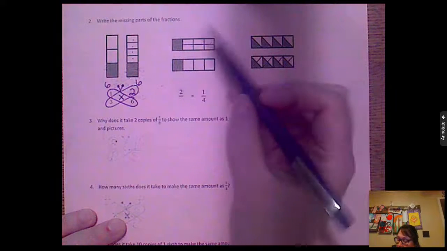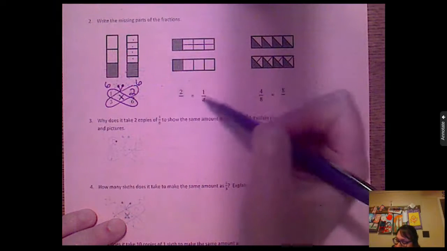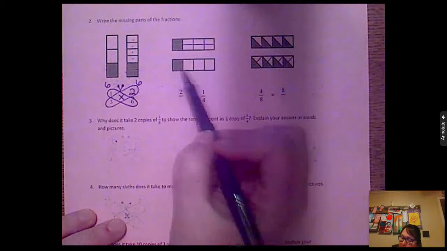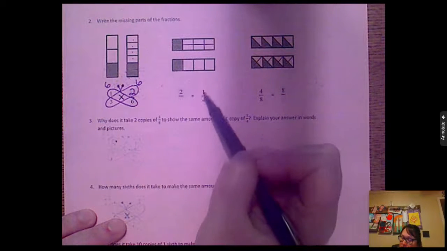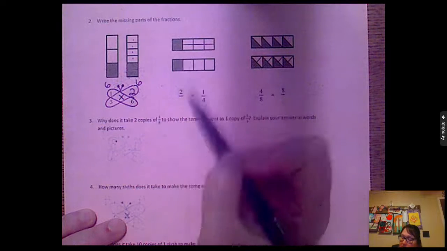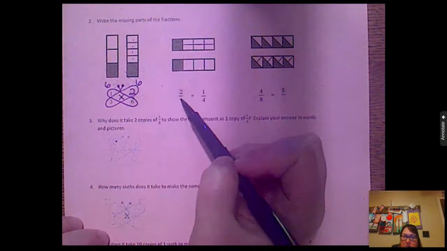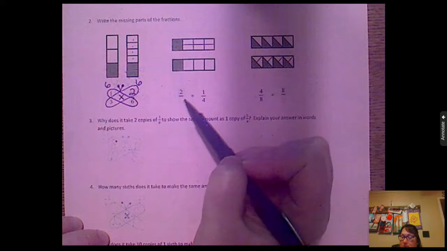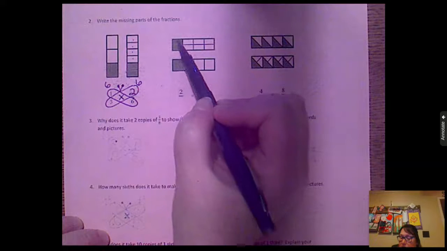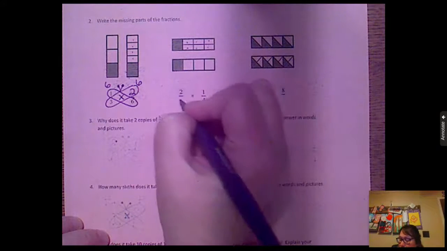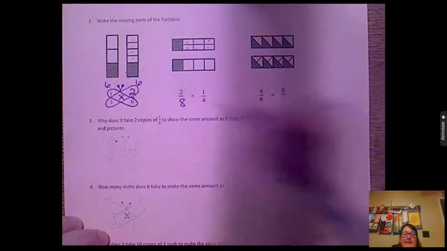So the next one says 2 over blank is equal to 1/4. So here's 1/4 right here because 1 is shaded out of 4. So there's that one. So this top picture must be representing this fraction right here. So there's 2 pieces shaded, so that's where that 2 comes from, out of, and I'm missing my denominator, so I need the total amount of pieces. 1, 2, 3, 4, 5, 6, 7, 8. So 2/8 is equal to 1/4.